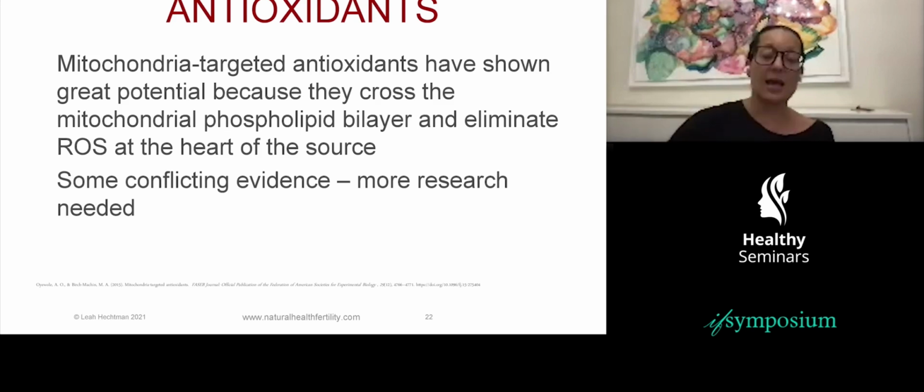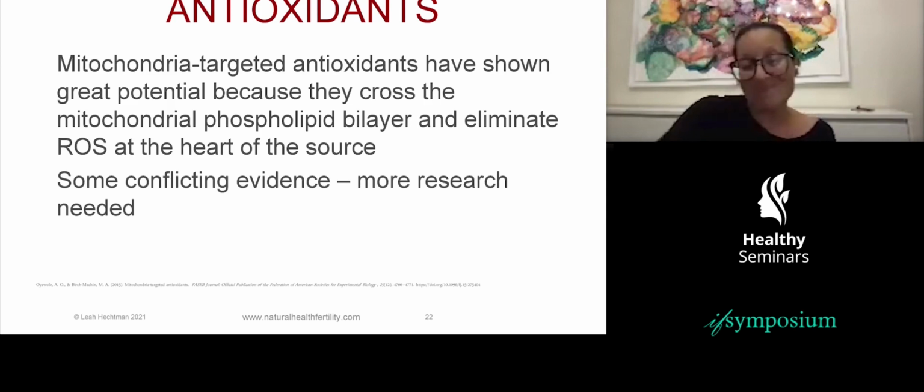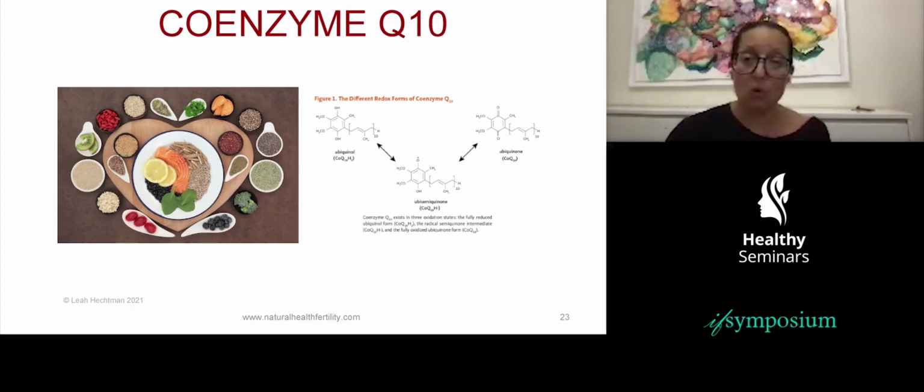Now, antioxidants, specifically for mitochondrial health, are really fascinating because they can cross the mitochondrial phospholipid bilayer and they can eliminate reactive oxygen species at the heart of the source. There is some conflicting evidence. There is a lot more research that's needed, but the summary that I'm going to give you from here on is looking at anything that I've looked at where the research is very consistently stable and it's very informative and we can rely on it and trust it. Now, the number one hero with all of this is coenzyme Q10.